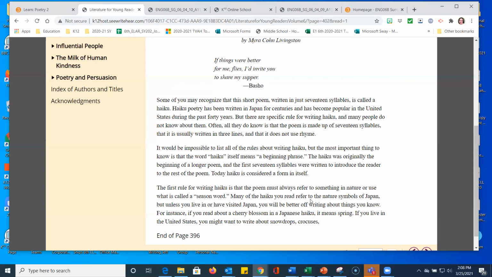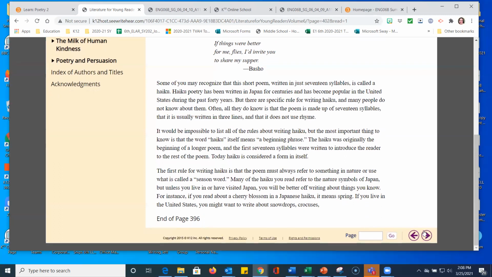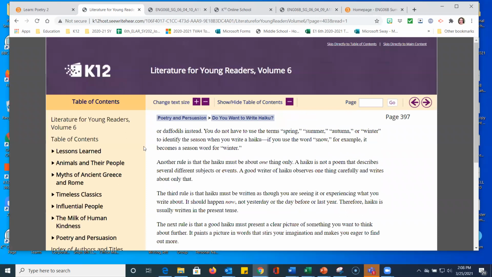Many of the haiku you read refer to nature symbols of Japan, but unless you live in or have visited Japan, you will be better off writing about things you know. For instance, if you read about a cherry blossom in Japanese haiku, it means spring. If you live in the United States, you might want to write about snowdrops, crocuses, or daffodils instead. You do not have to use the term spring, summer, autumn, or winter to identify the season when you write a haiku. If you use the word snow, for example, it becomes a season word for winter.